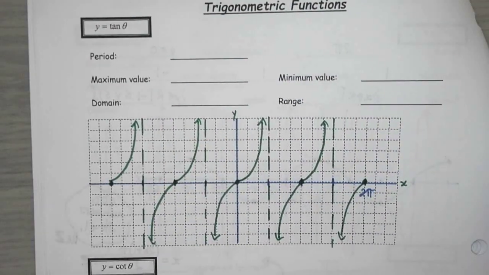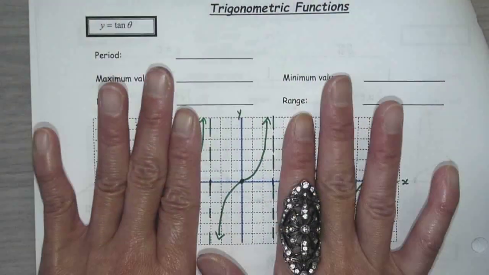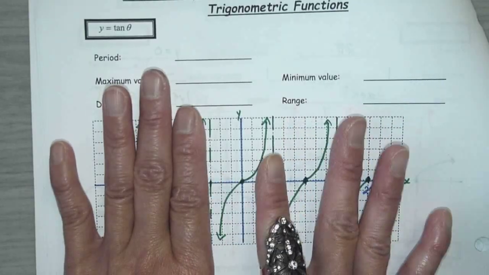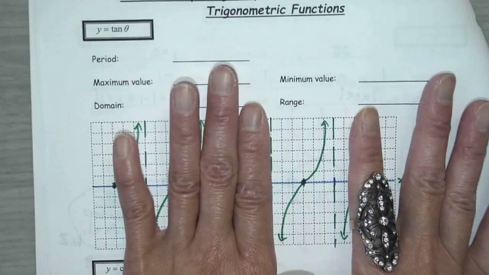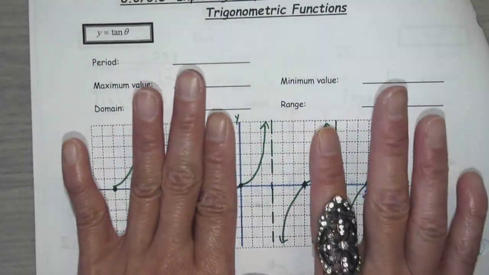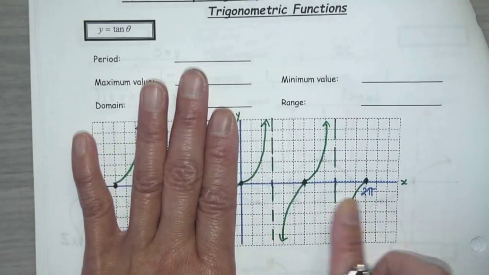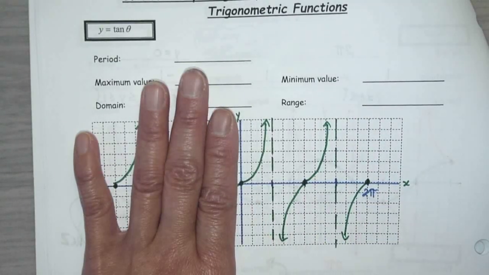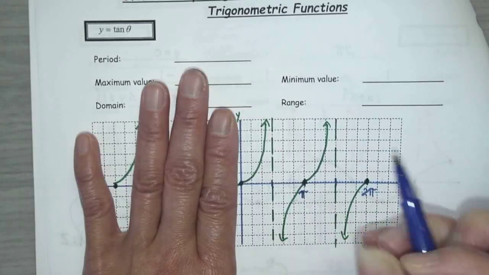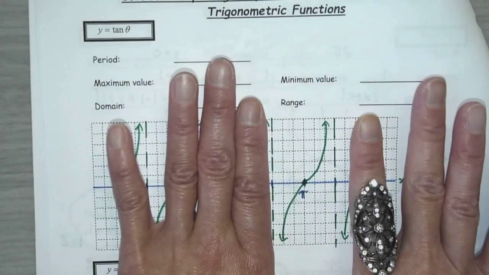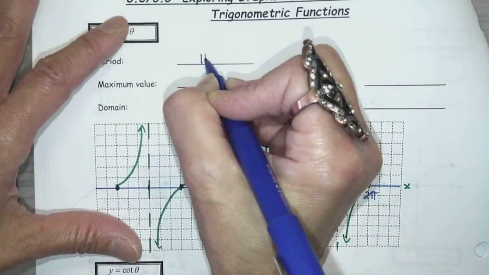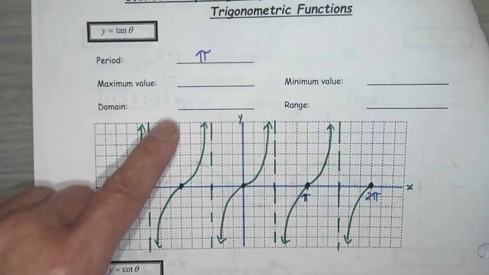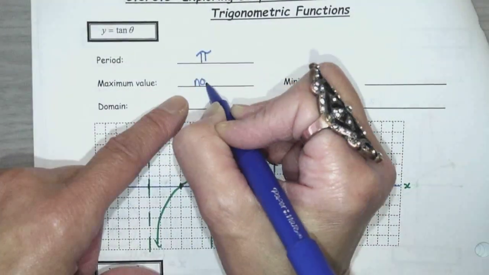So period is, how far do I need to go before I repeat myself? I just need 2 sections, right? And then it repeats. How much is 2 sections? If 4 sections is 2 pi, then 2 sections would be pi, right? So I only need a pi section, right? So then my period is pi. Okay. My maximum, again, none.